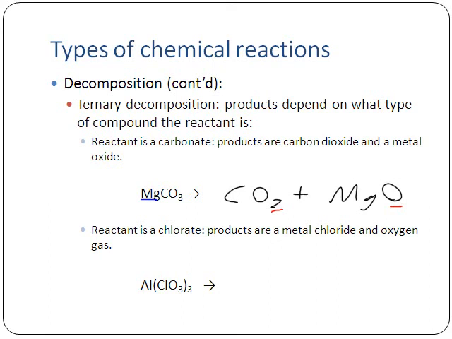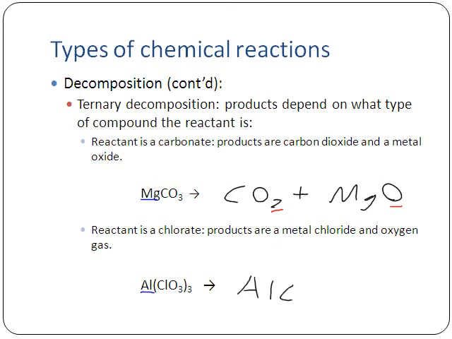Is it an acid? No, it doesn't start with hydrogen. Is it a hydroxide? No, it doesn't have OH. Is it a carbonate? Doesn't have CO3, has ClO3. But a chlorate, that'll be the next one, does have ClO3, and so this is going to be a chlorate. It's going to decompose into the metal chloride and oxygen gas. Now the metal chloride, you have to look and find the metal here. The metal here is aluminum, and so it'll be aluminum chloride is what we'll have.